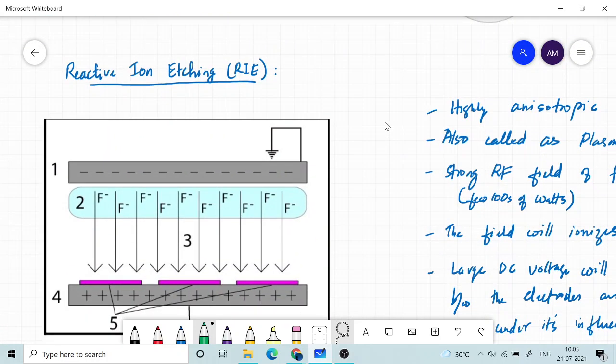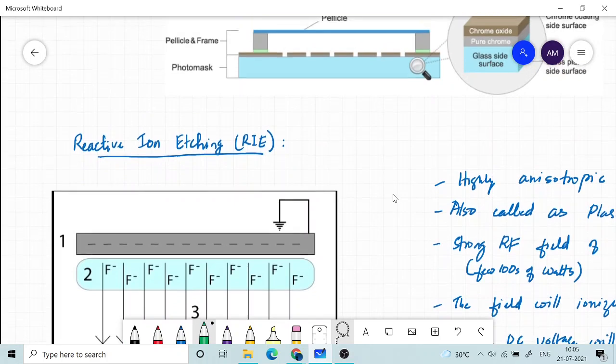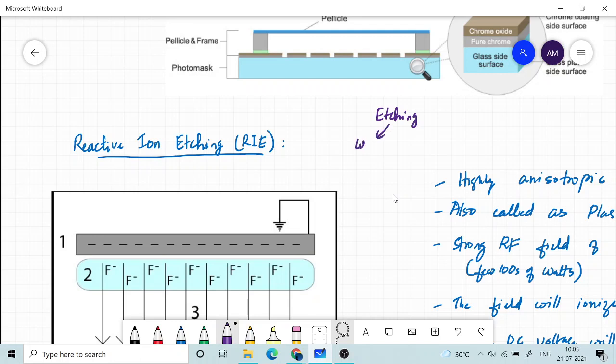Now here is the etching. There are multiple types of etching. Let me just denote it. Two major types of etching are one called wet etching and the other called dry etching. What is more popular is dry etching.